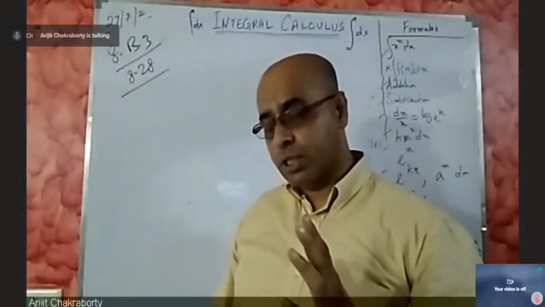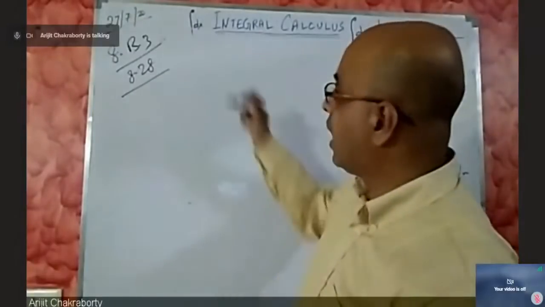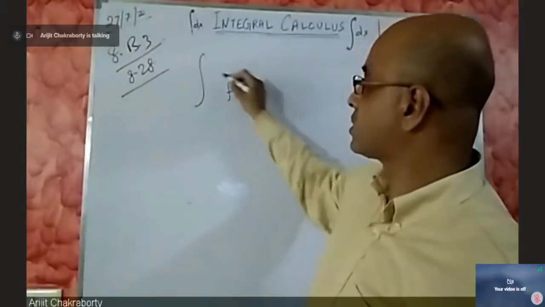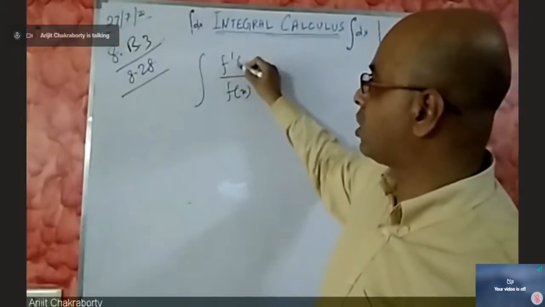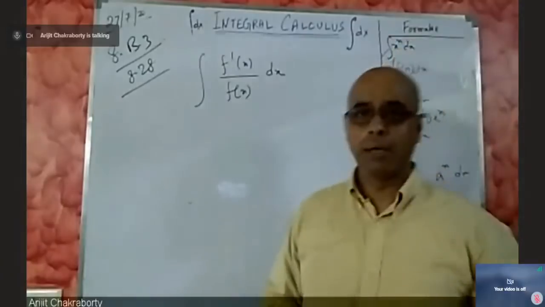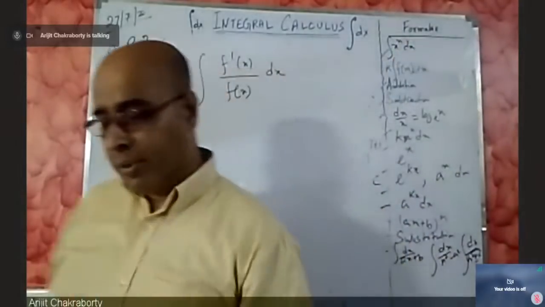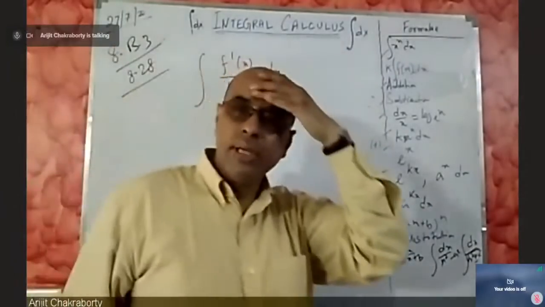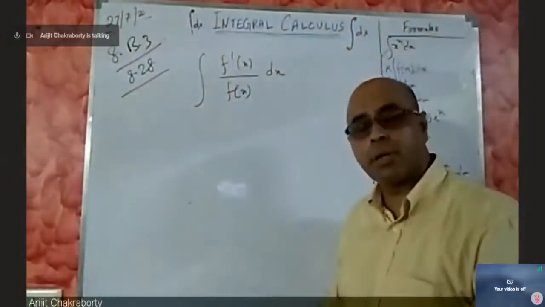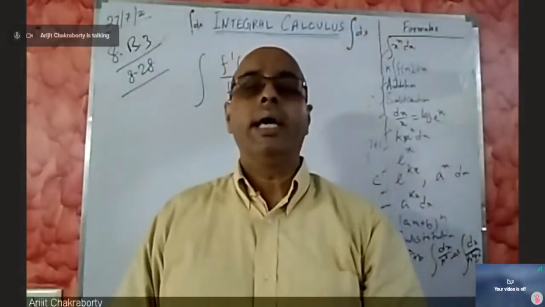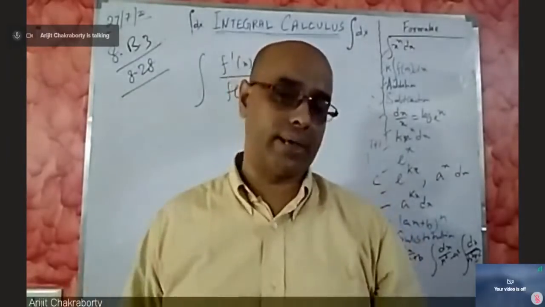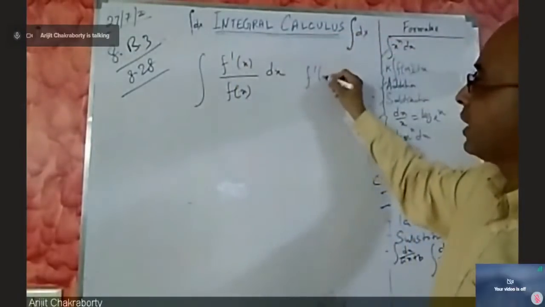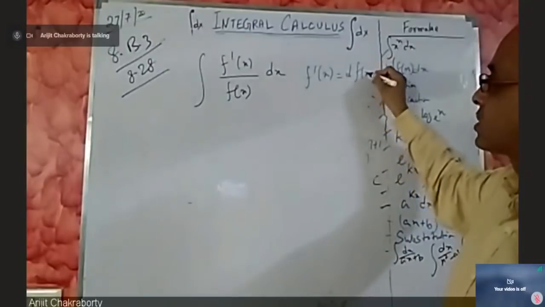Now if you have a situation like this, where you have the integration of f dot x upon fx dx, please see the situation. The denominator is fx and the numerator is f dot x. F dot x means what? You remember I have discussed this in detail in the last class. F dot x means the derivative of fx, that means the differential coefficient of fx. So I can write f dot x is equal to d of fx by dx.